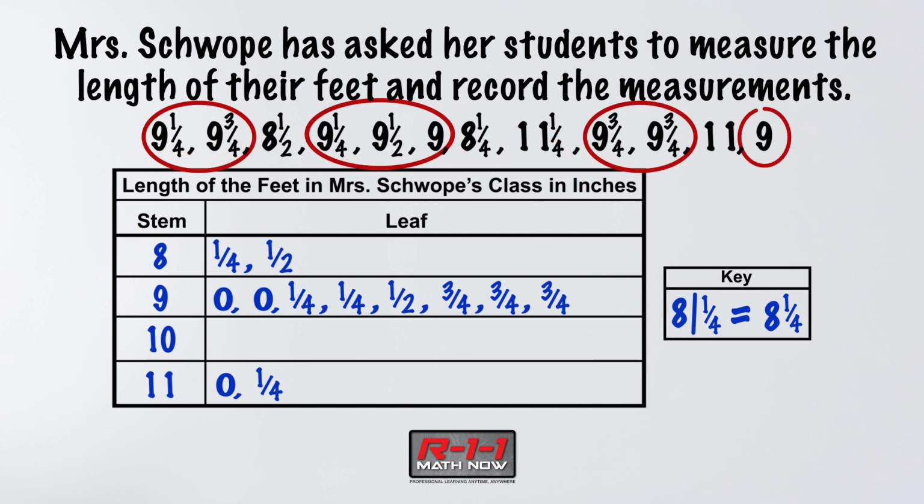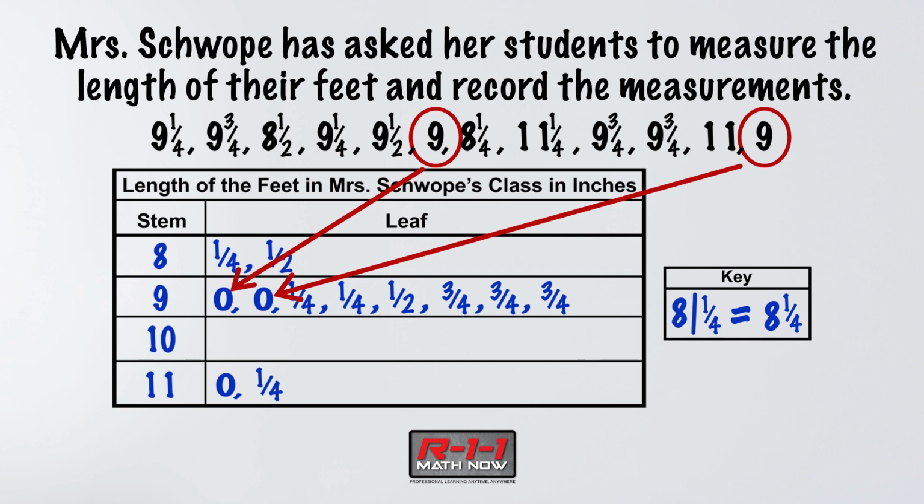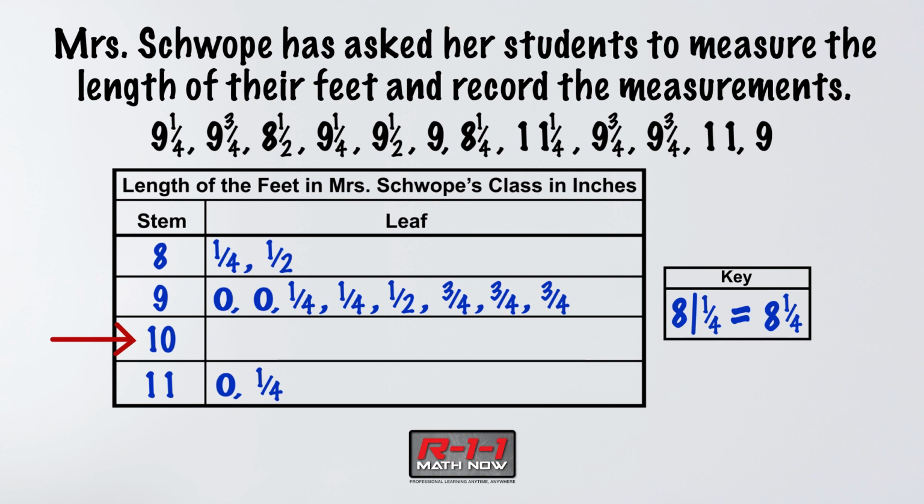Then we had a lot of values for 9, but we had a couple of values where 9 was just all by itself, so we just put a 0 in that place to say that it had no fraction added to it. 10 didn't have any values, but we need to keep our stems in order, so we see that there are no values that had a 10 as a stem, and 11 had 2 values. Over here in our key, this is really important that we show our keys so that someone who didn't know where the data came from would be able to read our graph, showing that 8 in the stem and 1/4 in the leaf is equal to 8 1/4.